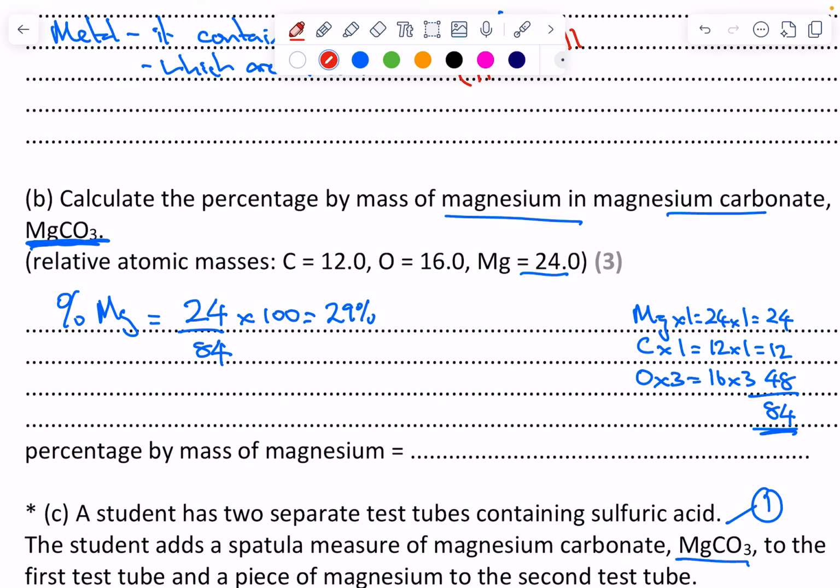29%. Mark-wise, there are 3 marks. So if you got 24 divided by 84, you get a mark. If you worked out the mass is 84, you get another mark. And then you get a mark for your final answer.